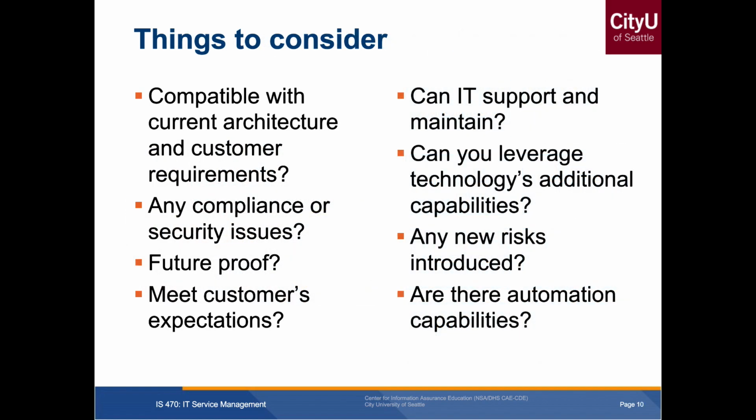So things to consider: compatibility with current architecture and customer requirements, right? We do need an alignment, right? Any compliance or security issues, because that would basically hit the reputation of the company and also get fines and penalties. Future proof. You do want to have your systems to be extendable, that we can upgrade them if necessary, right? Just an example as well. For example, you do have a computer that is future proof, meaning it has a lot of memory. You can insert more slots to the memory, right?